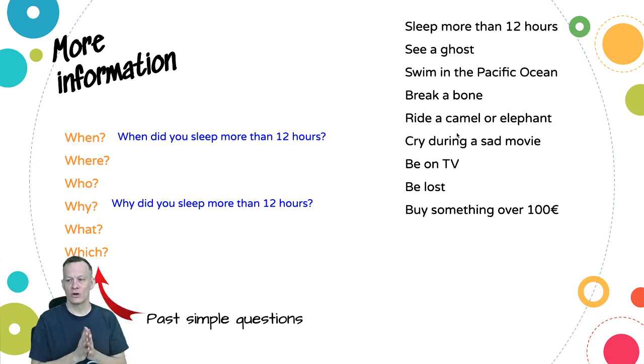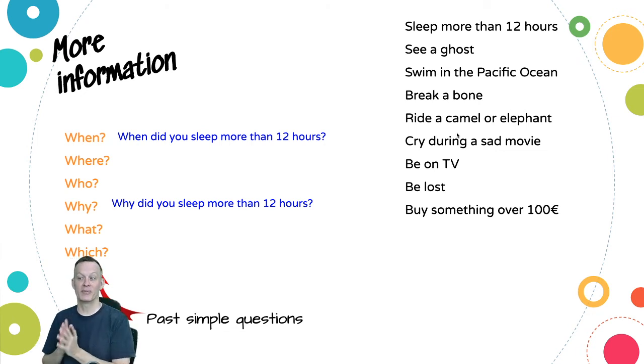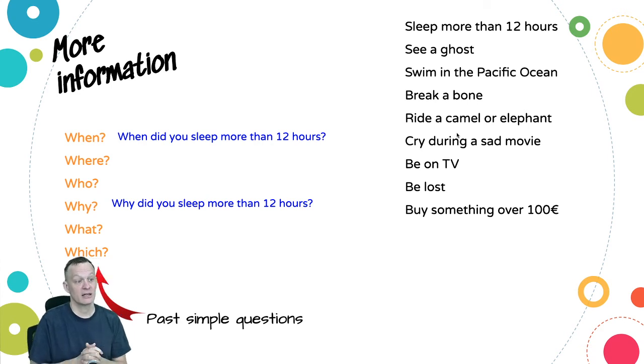Yeah, I've lost in a supermarket. Okay, so Ugo, don't forget the main verb here is to be. Yeah, so I've been lost. I've been lost in a supermarket, because here lost is the adjective, to be lost.